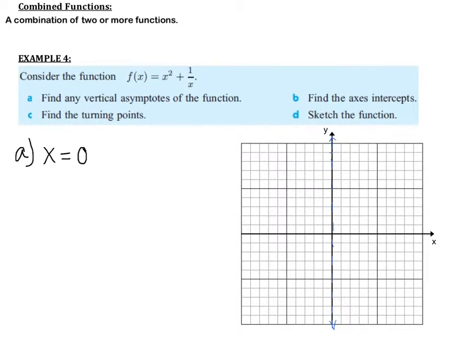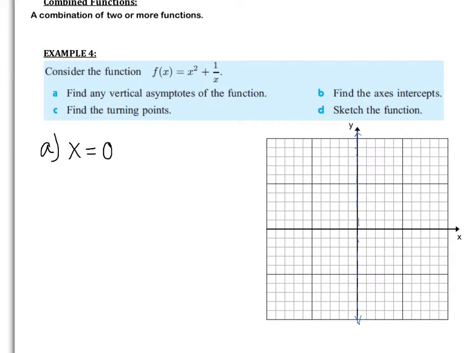Zooming out, I can see that part B asked me to find the axes intercepts. Now check this out. Because we have a vertical asymptote that is essentially the y-axis, it's x equals 0, we're not going to cross the y-axis, which means we're going to have no y-intercept. All right? It's impossible to have one if we have an asymptote at x equals 0. However, we do have some x-intercepts, and I said some, there's really only one.